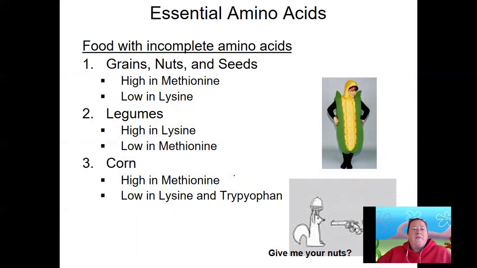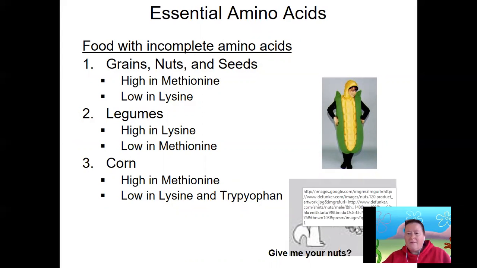So here are some examples. Grains, nuts, and seeds are high in methionine and low in lysine. Legumes are high in lysine, but low in methionine. Corn is high in methionine, but low in lysine.